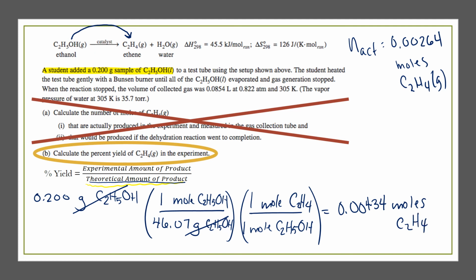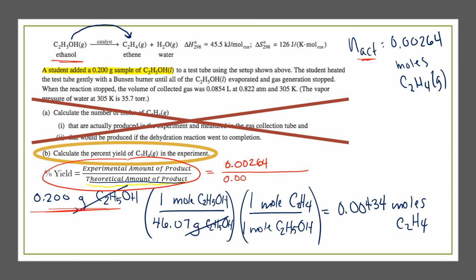C2H4. Well, hey, now I've got all of the parts I need to determine the percent yield, right? My experimental amount of product, my actual amount of product that I made was 0.00264. The theoretical amount is how much I could have made based off of my limiting reagent, which is the only reagent here. So that would have been 0.00434 moles of ethene.